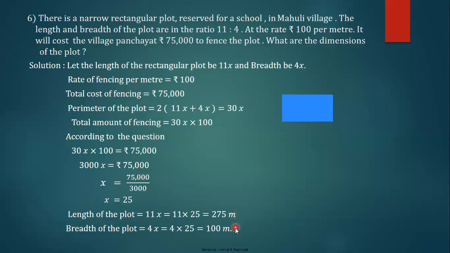When we calculate the perimeter and multiply by the rate, we'll get the total amount as 75,000. The length is 11x and the breadth is 4x, so we calculated the perimeter. The amount of fencing with the perimeter is equal to the already given 75,000. This gives a linear equation. We solve for x and get the length and breadth.